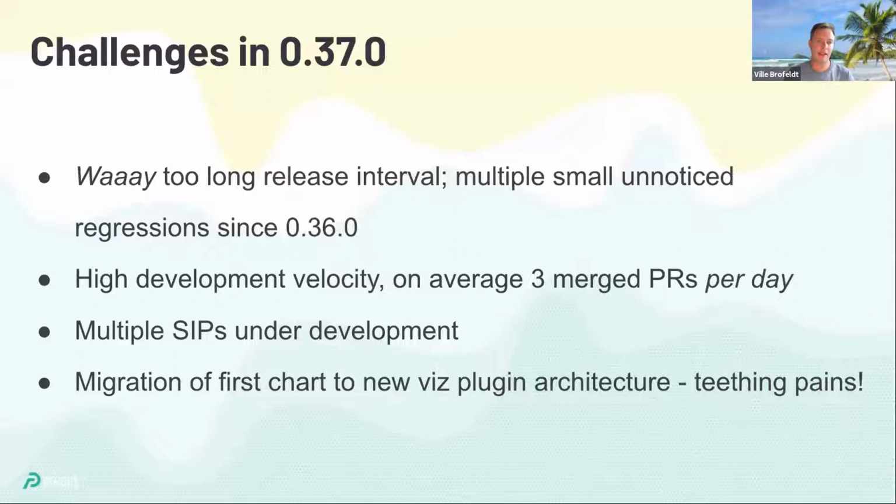And then, in retrospect, some of the challenges with 0.37.0. I think the biggest problem was really the way too long release interval we had. This proved beyond a shadow of a doubt that having a 4-month release cadence is way too long. Together with the high development velocity of the code base, it led to multiple small bugs creeping into the code base.